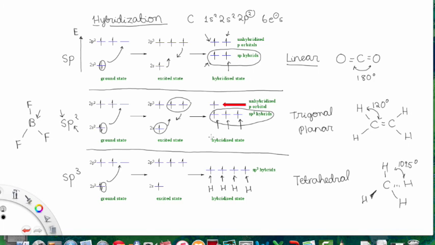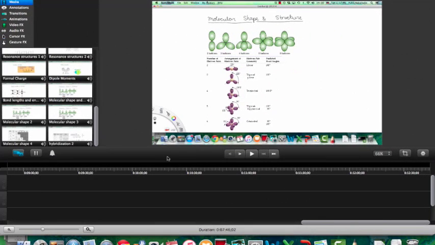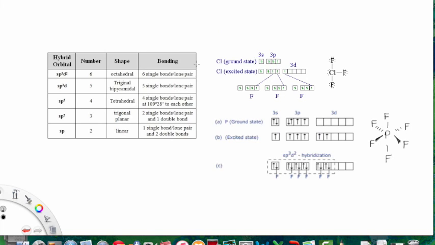And so now we'll talk about sp3d and sp3d2 hybridization. So here's a pretty good table to summarize the hybridization that we went over: sp, sp2, sp3, the different shapes, the different number of atoms involved, as well as the different bonding. So now let me go over sp3d as well as sp3d2 hybridization.